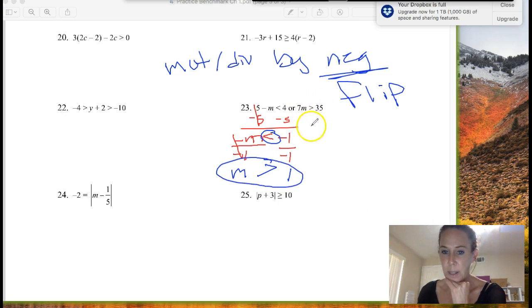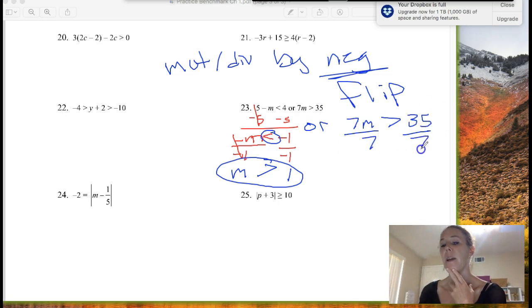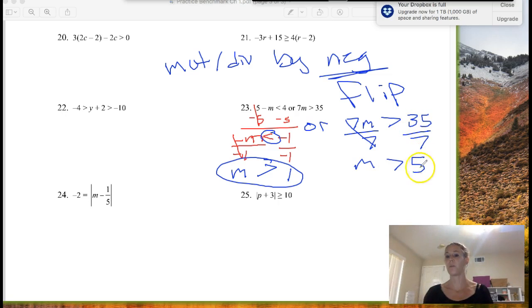Now let's work this side. 7m is greater than 35. So to solve, I'm going to divide both sides by 7. I am not dividing by a negative number, so I do not flip my sign. I keep it the same. M is greater than 35 divided by 7, which is 5. So m is greater than 5.